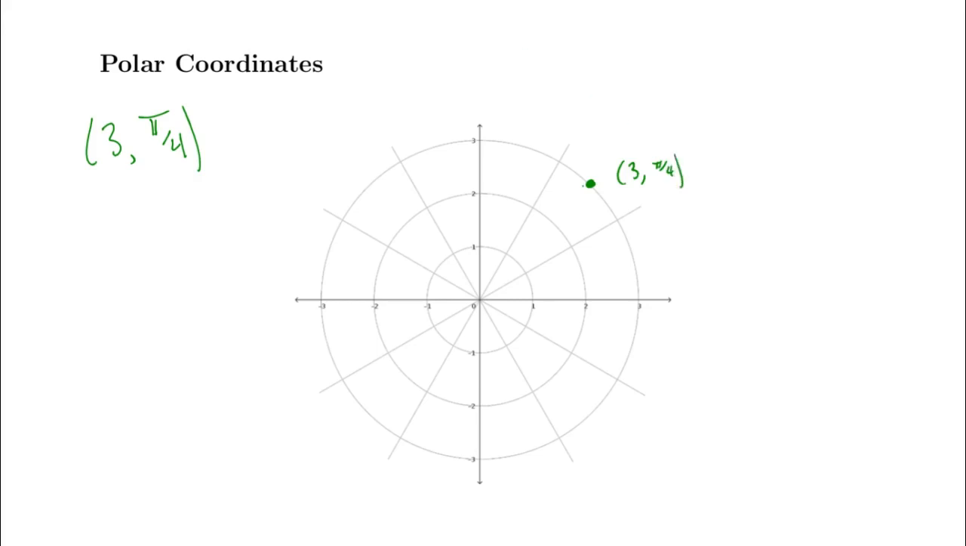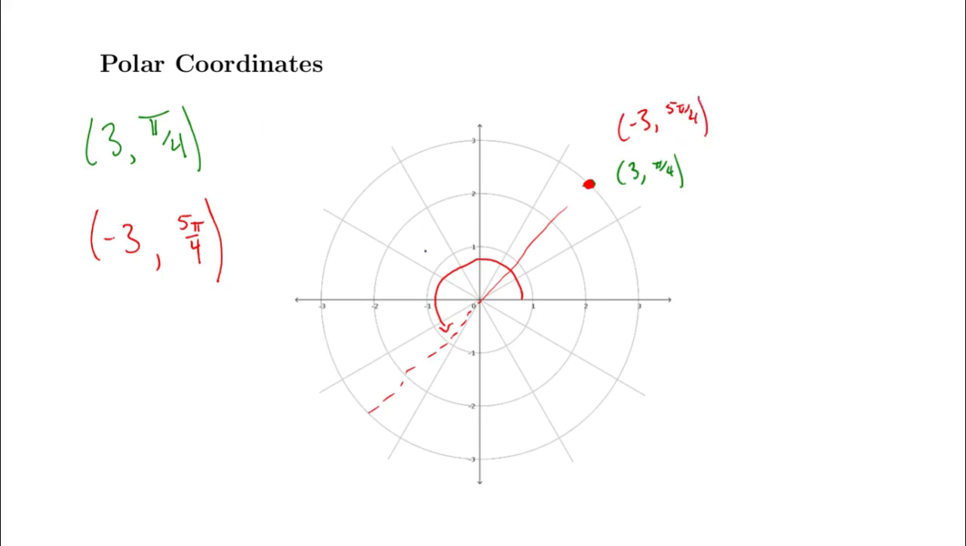What we could also do, though, is represent this with an angle of, let's say, 5 pi over 4. Now, 5 pi over 4 puts us all the way past pi right to here, and we could use a negative 3 radius that would shoot us backwards this way. And this point is also negative 3, 5 pi over 4.